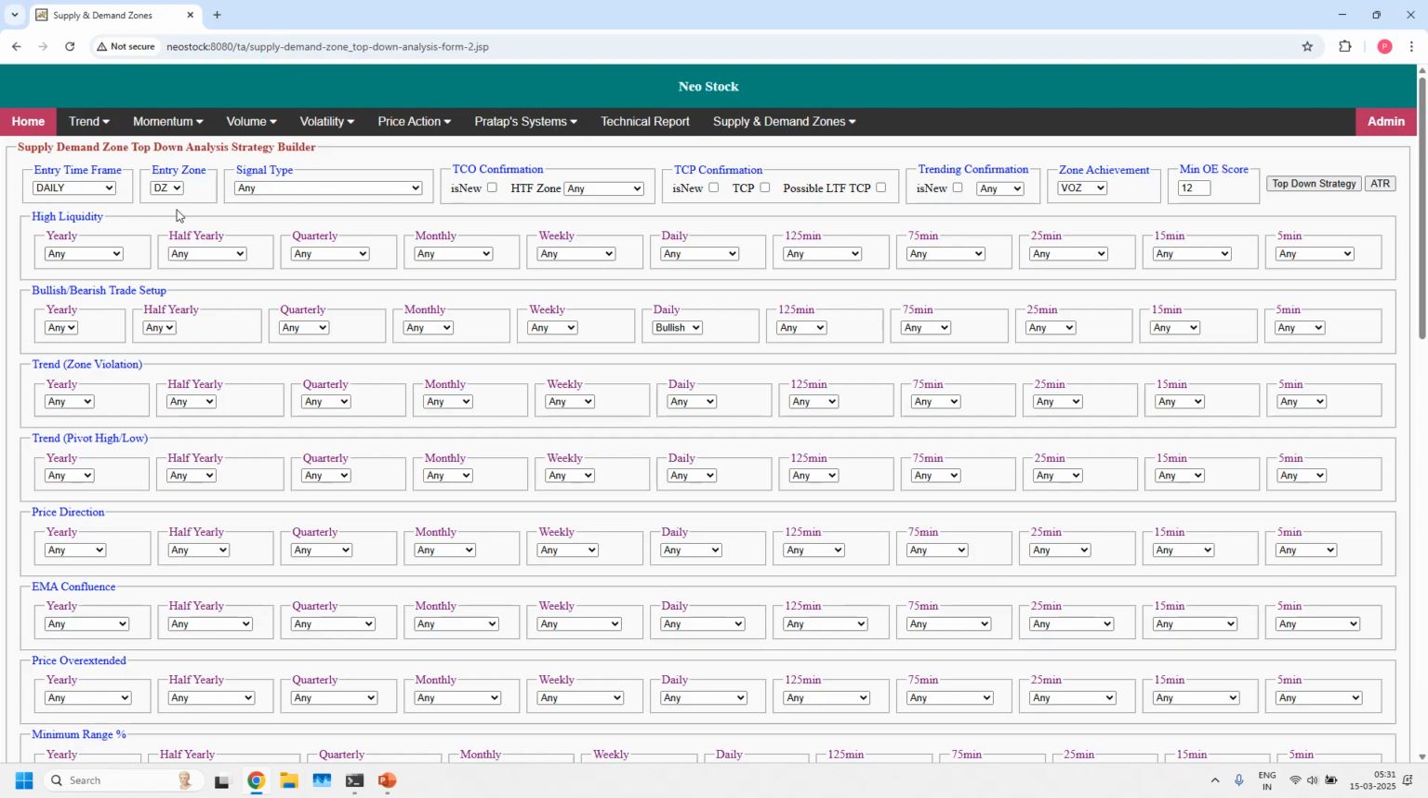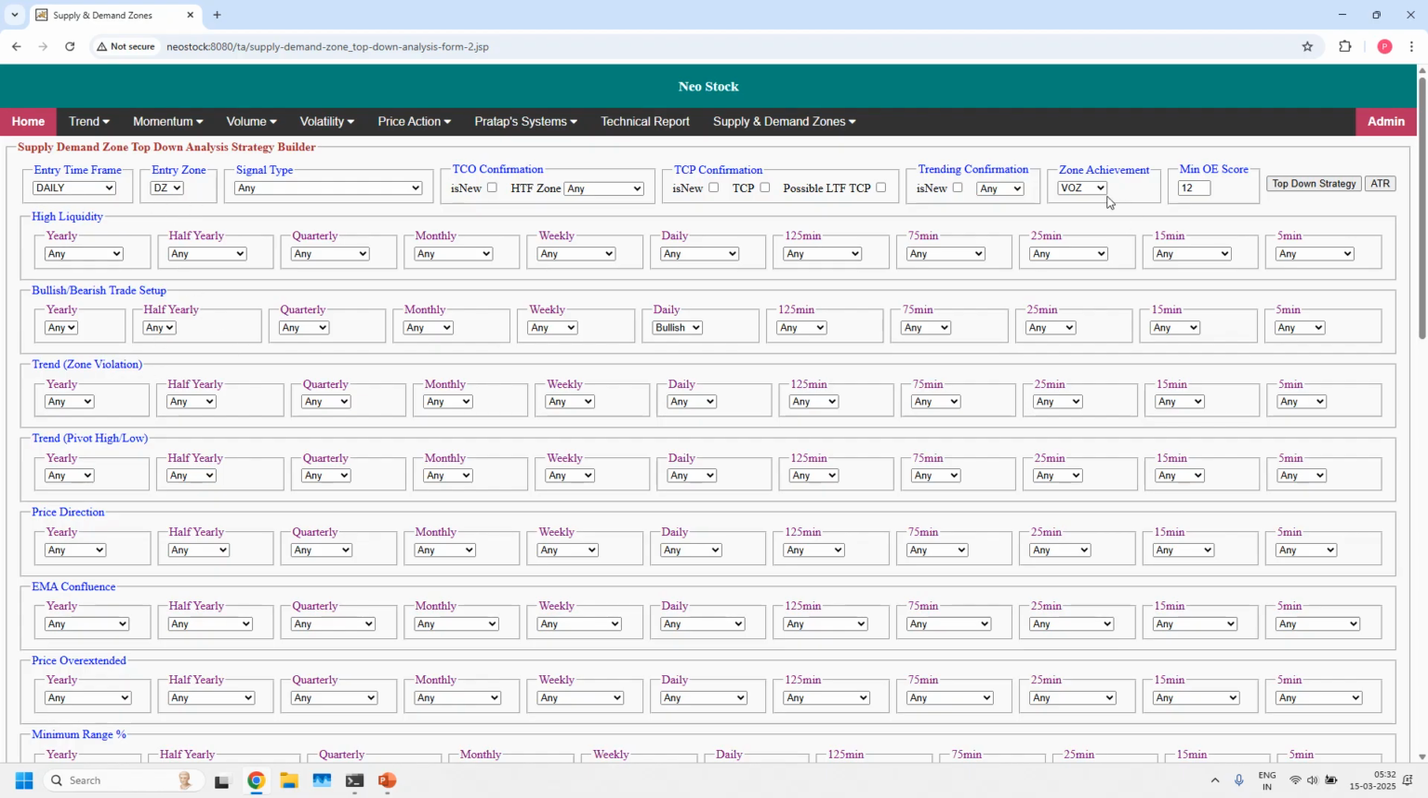What about the daily supply zone? It can be anything, because that is not the entry zone. Your supply zone is only a target. Your target zone can be either a pierced zone or a non-pierced zone. Anything is okay. But the entry zone should not be pierced. So that's why the filter is applied to the daily demand zone.